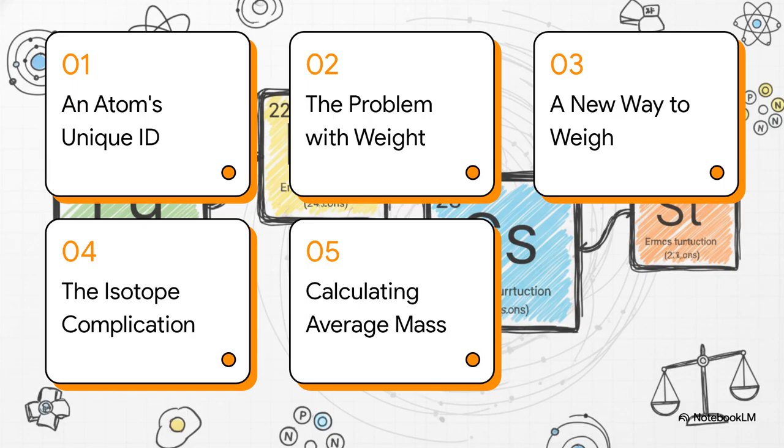So, here's the game plan for today. First, we'll figure out what gives an atom its unique identity. Then, we're going to talk about the problem of trying to weigh something that's ridiculously small. After that, we'll look at the clever solution scientists came up with. Then, things get a little complicated with something called isotopes. And finally, we'll put it all together to see how we get those final numbers you see on the chart.